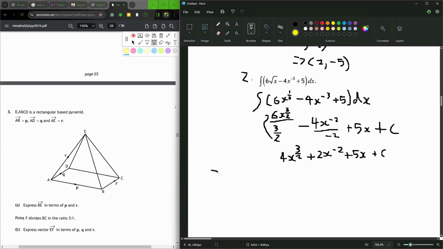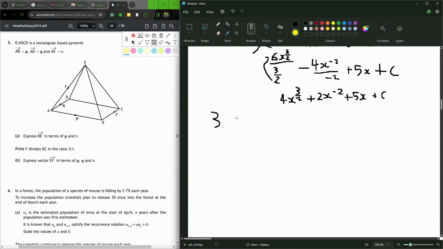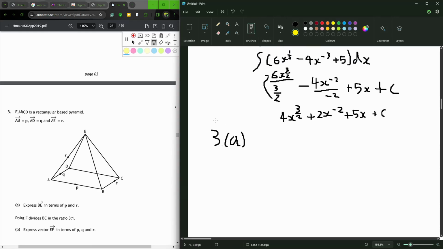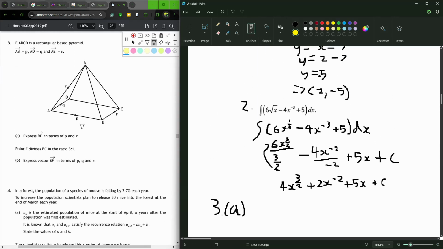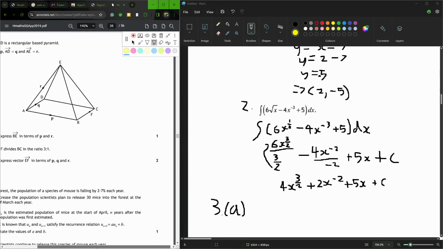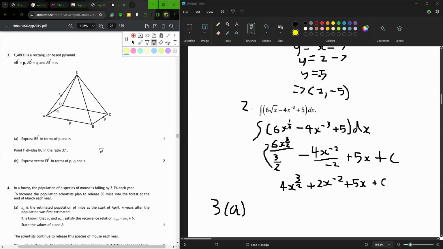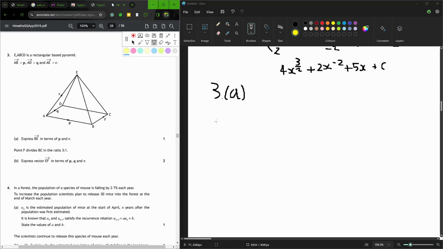On to number 3. And this one looks like a good old-fashioned vector question. So this one, this is only a 3 marker, the whole thing, and it starts off with a nice 1 marker. So when you see these, you can just write down the answer. You don't need to do any working. But let's have a think about this for a second.